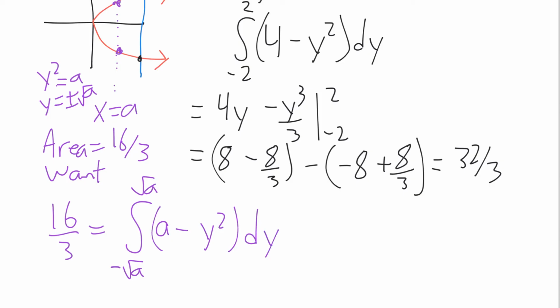So this is the equation that I want to be true. I want that to happen. I want this integral from negative root A to root A to give me 16 over 3. So the way I can do that is actually evaluate the integral. So here I will get A times y minus y cubed over 3 evaluated from negative root A to root A.